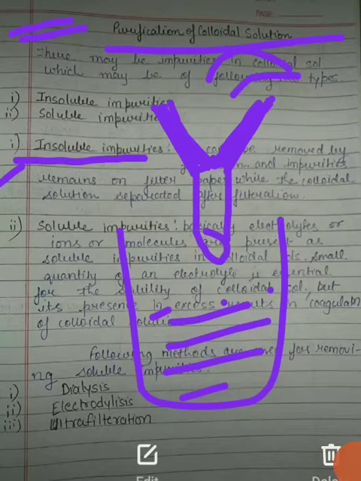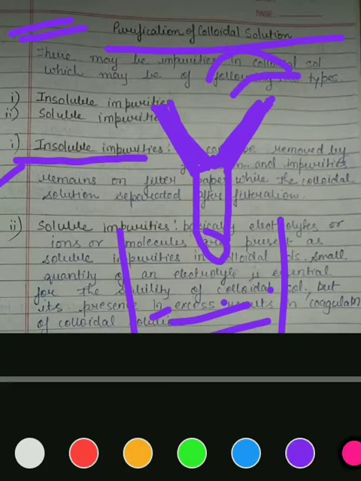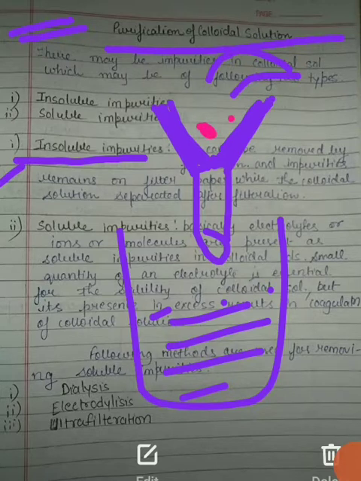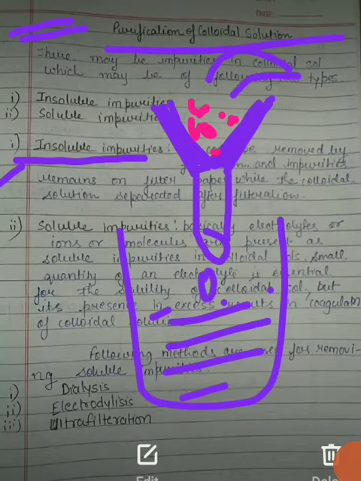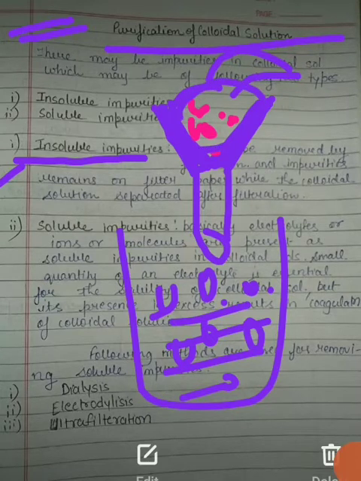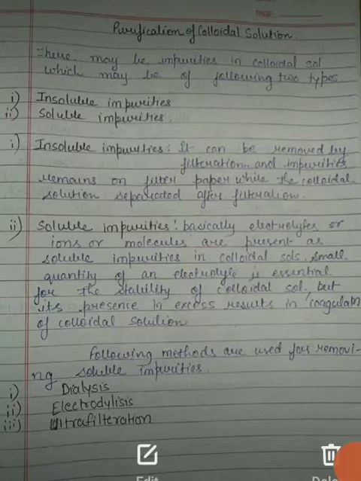Then what happens, the insoluble impurity will remain on the filter paper and the soluble portion will fall in the test tube or in the beaker, and the insoluble impurity will be aggregated on the filter paper. So this is about the insoluble impurities. But in this chapter we have to discuss the soluble impurities.